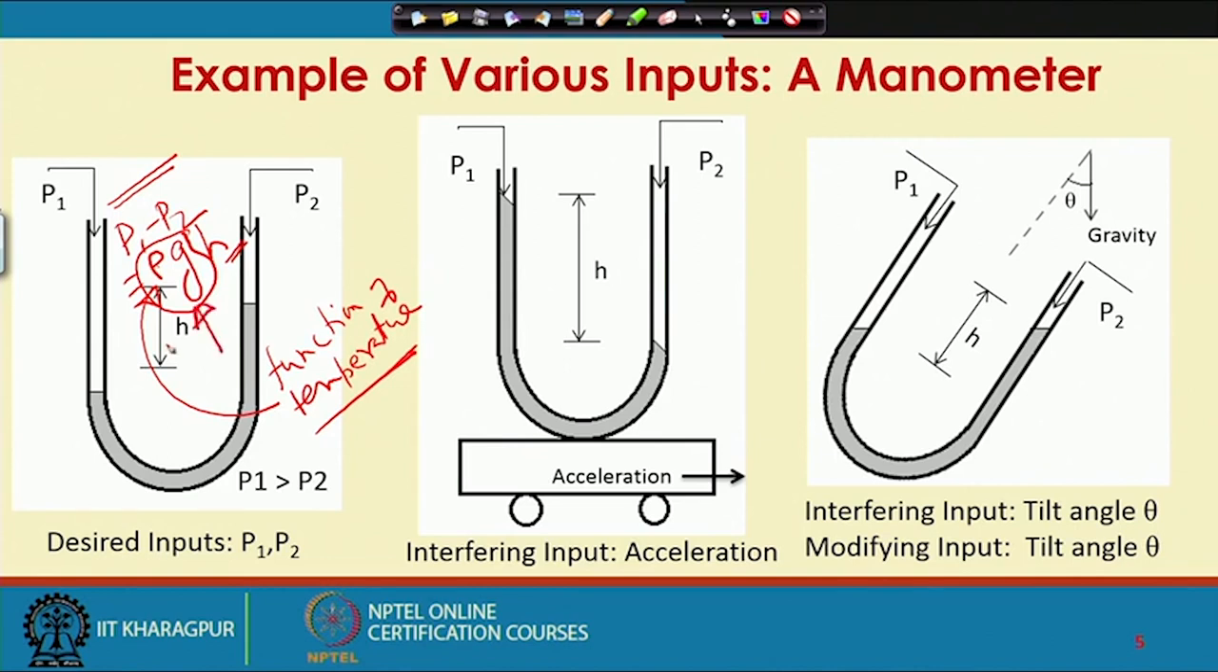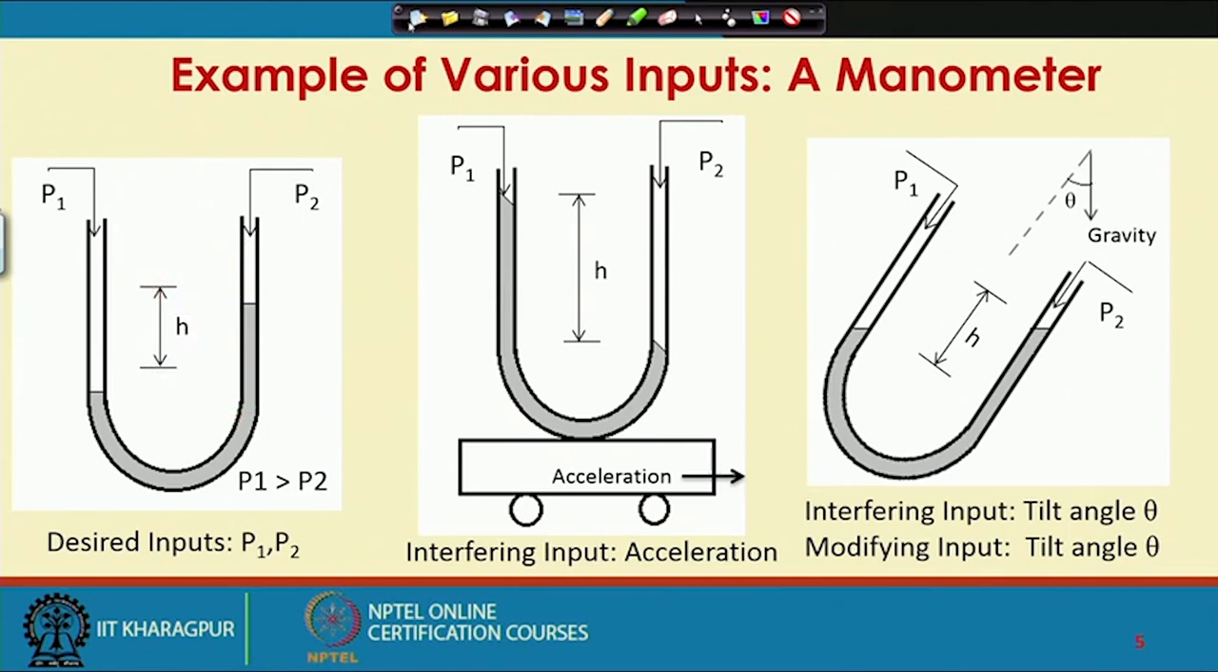The g also is different here because of this tilt. So, the tilt angle is modifying input here as well. So, what we learned from here is, for manometer, P 1, P 2, the pressure sources in both the limbs, they are the desired inputs. Acceleration may be an interfering input, tilt angle may be an interfering input, tilt angle can also be a modifying input, temperature can also be a modifying input.